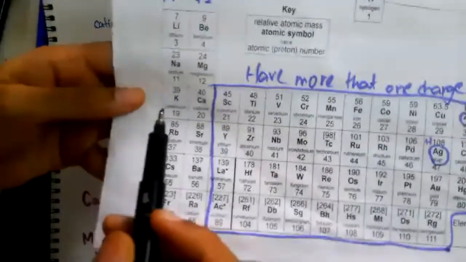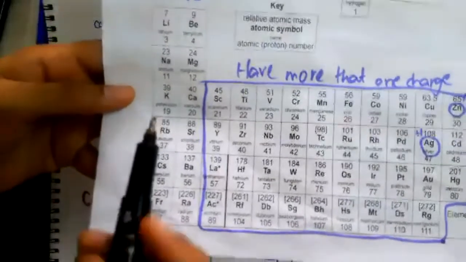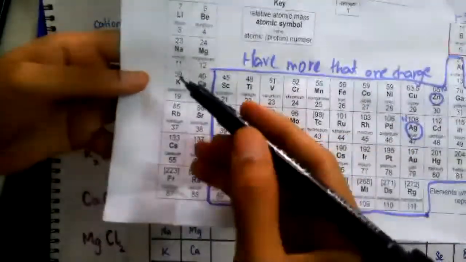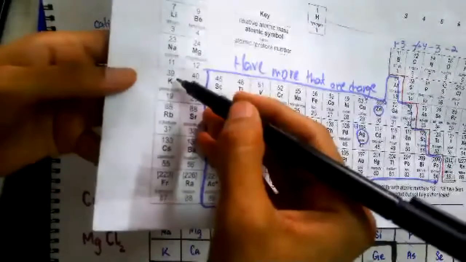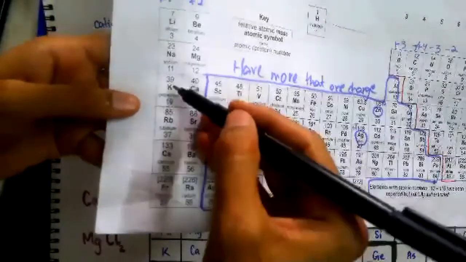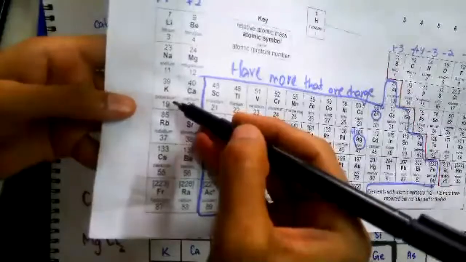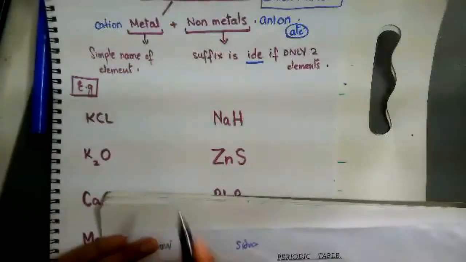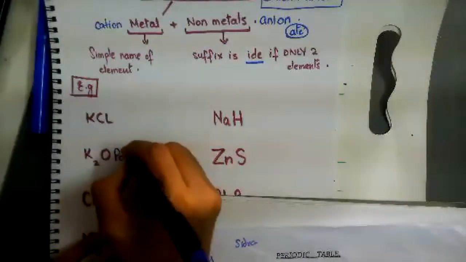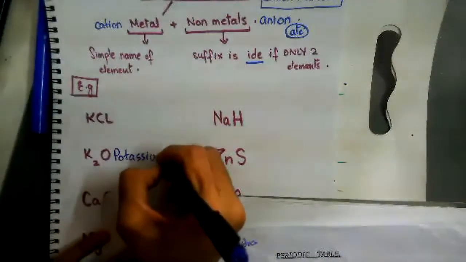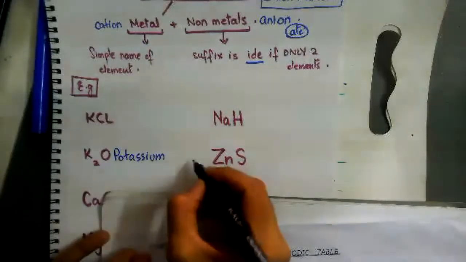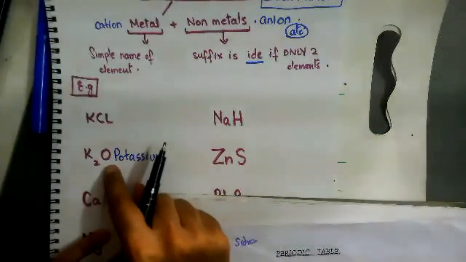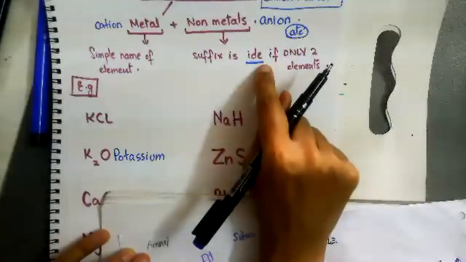Okay, get a printout from Google. It's even at the back of your book. Get it. Okay, this is the potassium symbol and this is the name. Okay, so this is potassium. Potassium. Okay, I will write down potassium. And then this is potassium, and this is oxygen, oxide.